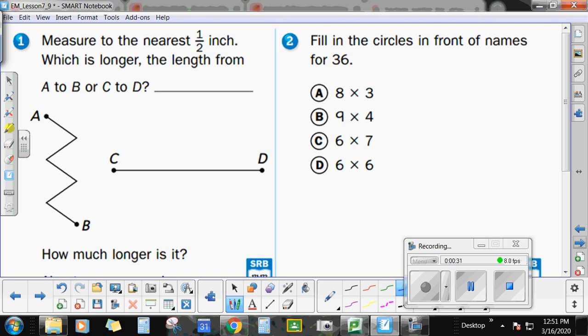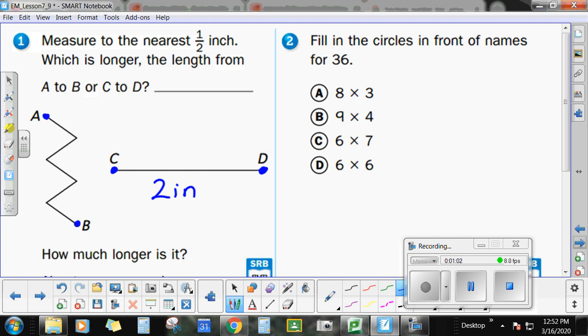Okay, so let's go ahead and go over the math boxes. On number 1, they wanted you to measure to the nearest half inch and see which is longer, the length from A to B or the length from C to D. So hopefully you had a ruler at home to help me measure. If you did not, let me help you out a little bit, okay? From C to D, what if I told you that that line segment is exactly 2 inches long?